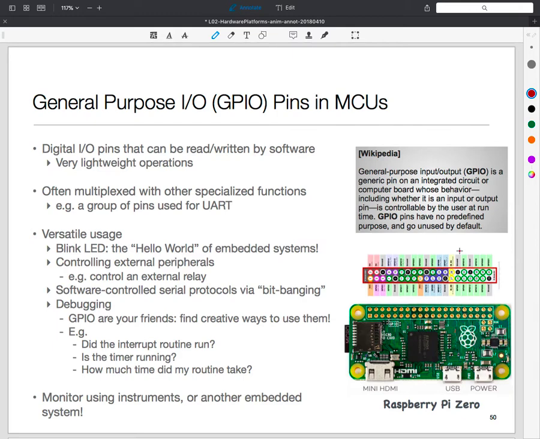So if you are hooking it up to something which will draw a lot of current, then you will need to put some additional amplification. Very widely used to control external peripherals. In particular, you can use it to control a relay. What is a relay? Switch. So it's a switch. You're right.